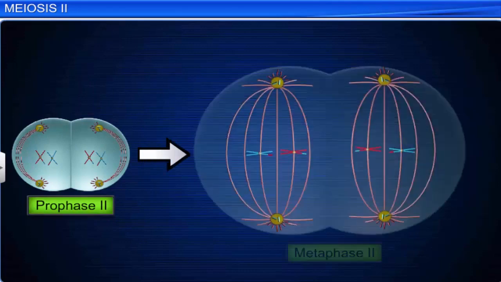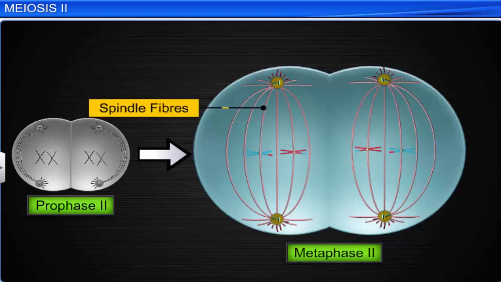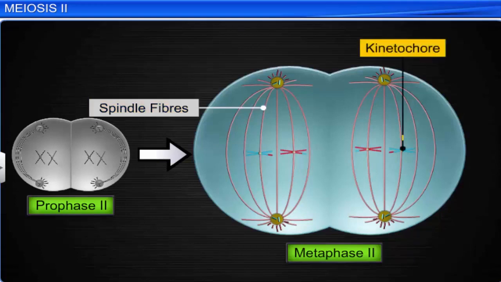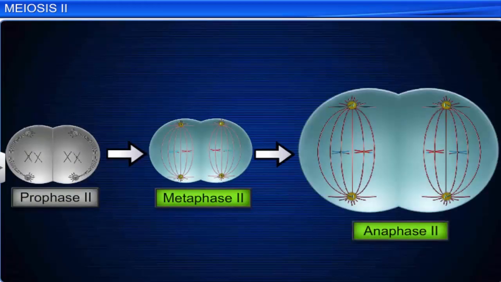Prophase 2 is followed by metaphase 2. During this phase, the chromosomes move towards the equator and align themselves along the equatorial plane. Bipolar spindles are formed, and the microtubules from the opposite poles of each spindle attach themselves to the kinetochores of the sister chromatids. The next phase of meiosis 2 is anaphase 2.